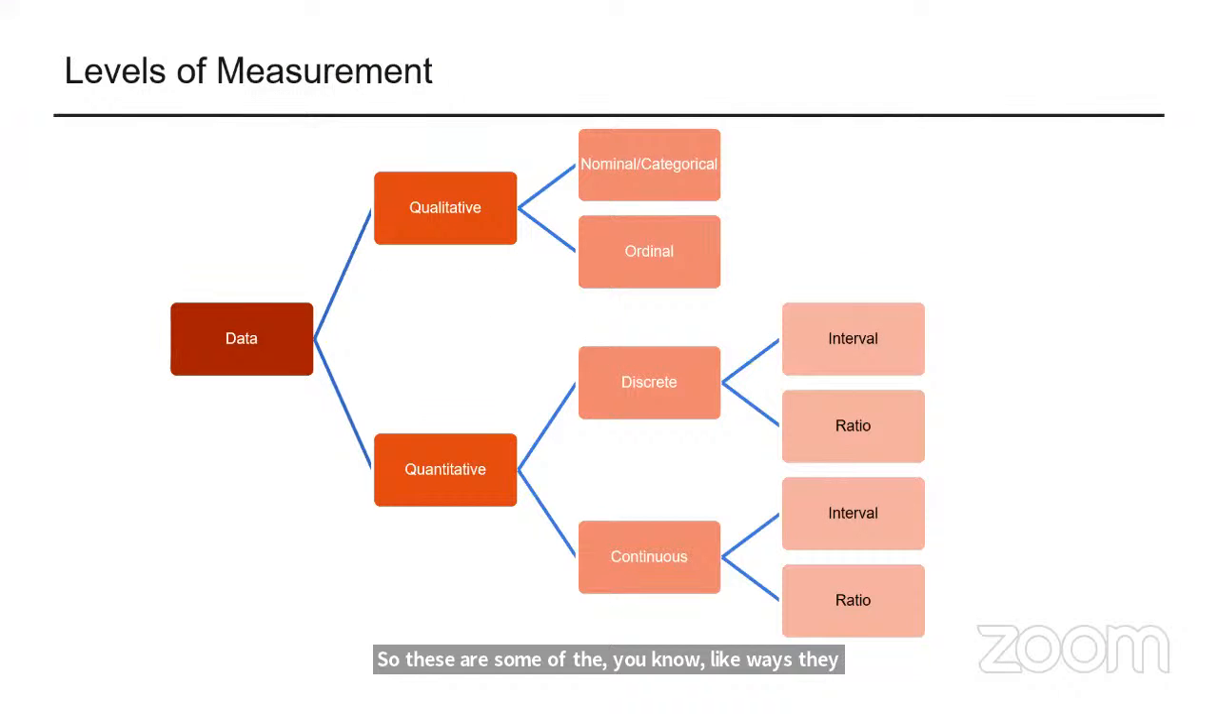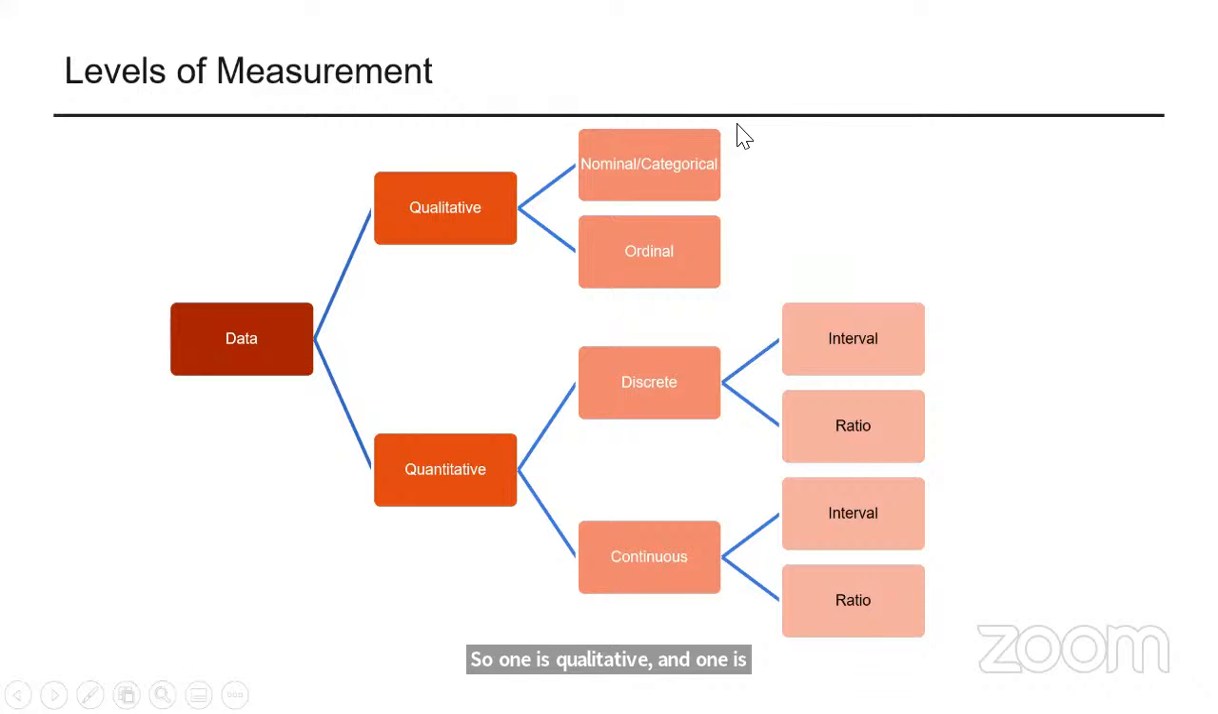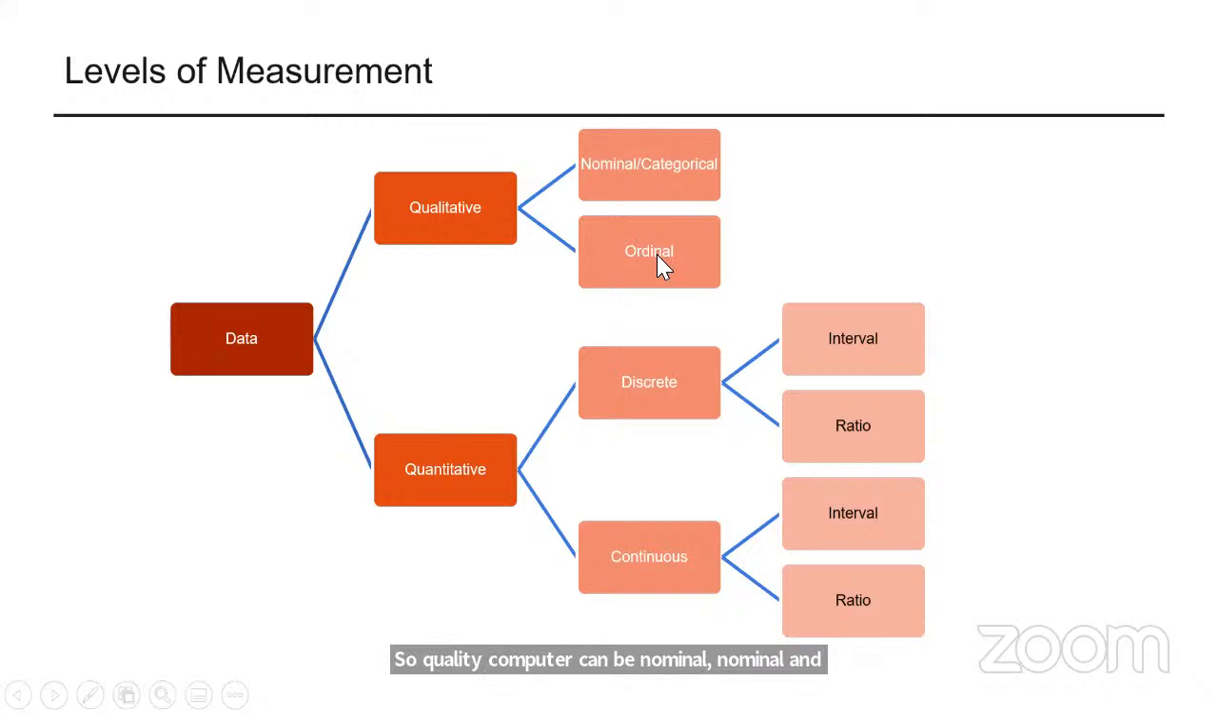I will give a little bit of definition here because this is important before we go to EDA, to understand what kinds of data we will be seeing in our data set. One is qualitative and one is quantitative. I think most people know about it, but I am still giving an overview. Qualitative data can be nominal (categorical) and ordinal, so it can be in order also. Quantitative data is discrete and continuous. I will explain these in detail.